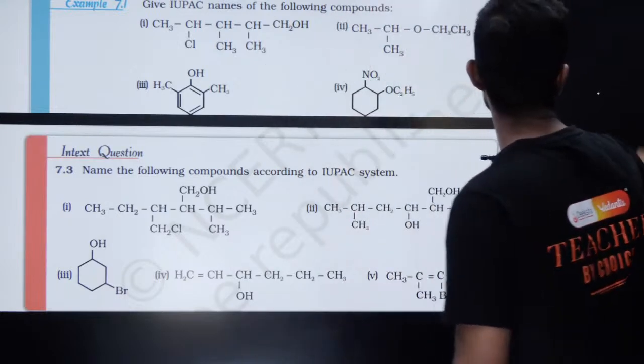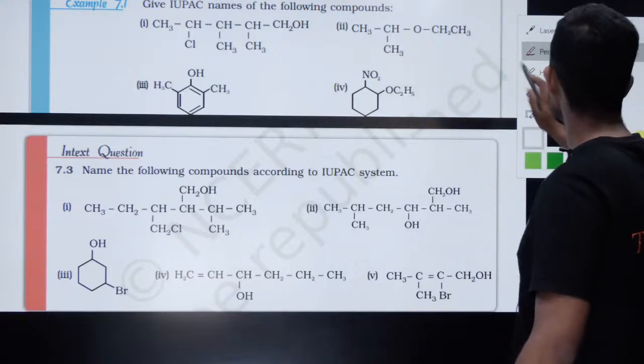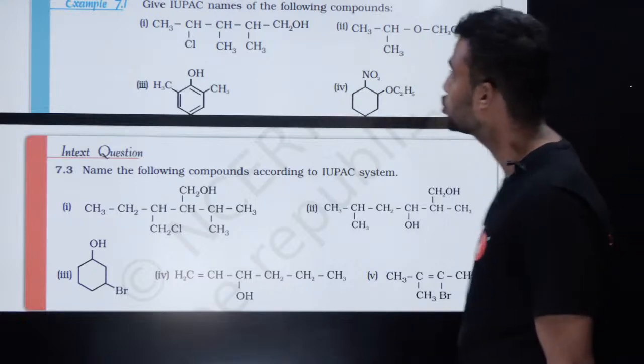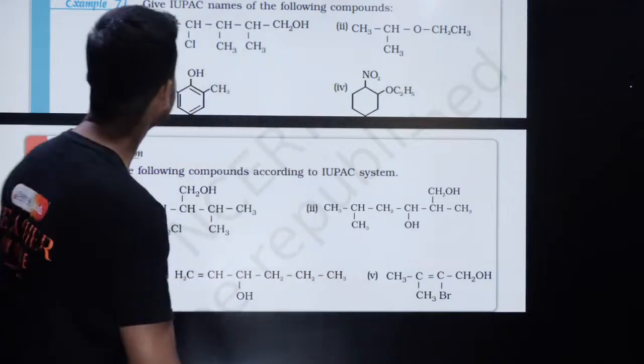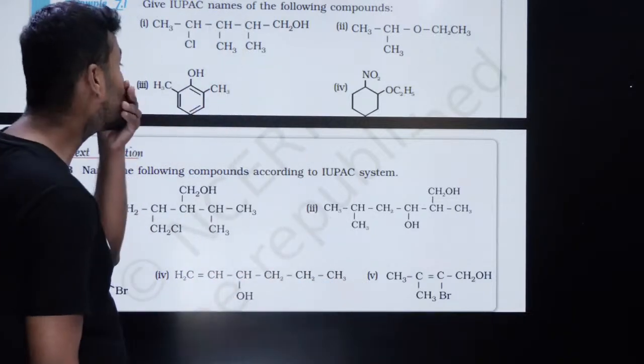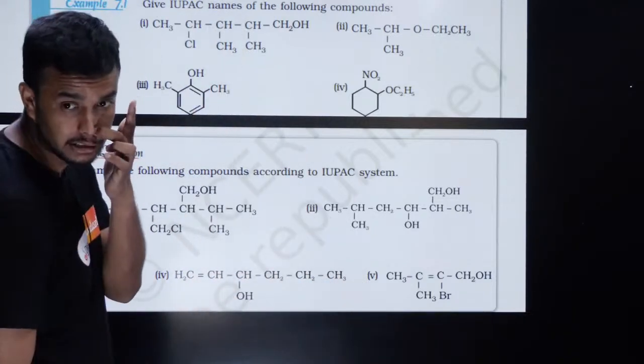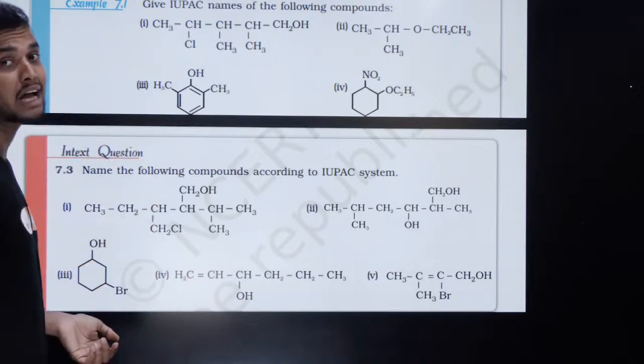Okay, come on, let's start here. I changed the color of the pen because it's white, right? That's why I changed to red. Here, the first question is give the IUPAC name. Here we need to name the compound by the IUPAC system. Always they ask for the IUPAC name.